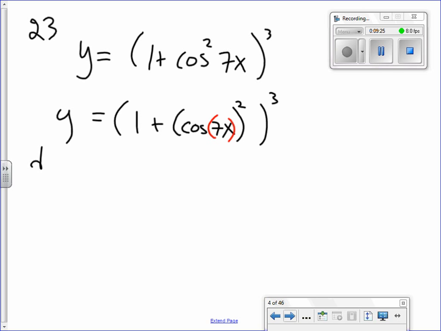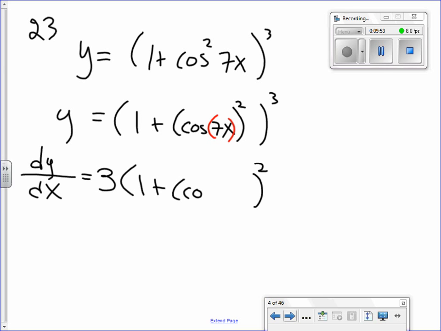All right, so now we can take the derivative. Outermost function, the cubing, right? So we're going to use the power rule to begin with. When you take the derivative of something cubed, you get 3. We're going to leave the inside alone. What's the new exponent? Squared. Now I'm going to fill this in: 1 plus cos squared 7x, though I'll just leave it.